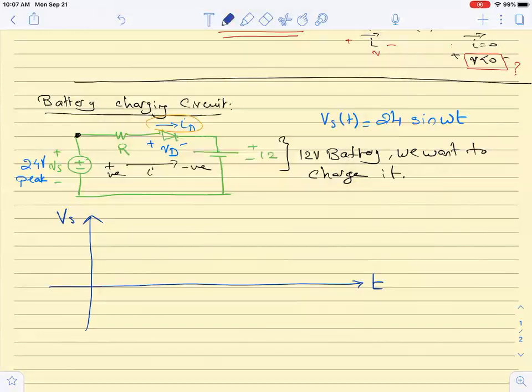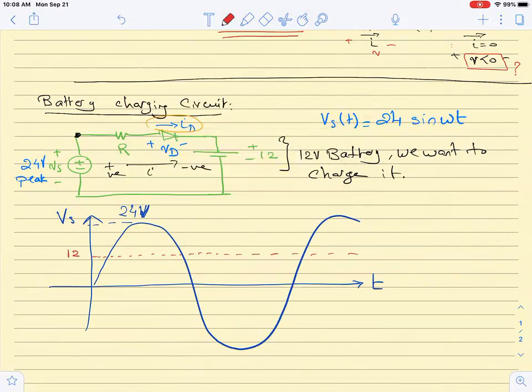So we have Vs of t, a 24 volt peak signal. This is the first requirement: Vs higher than 24 volts is not needed, but it is higher than the battery voltage. If Vs is lower than the battery voltage, this circuit does not work, and I cannot charge it. Now is Vs always higher than the battery voltage? No. What is the key requirement for the battery voltage? What is the battery voltage? 12.